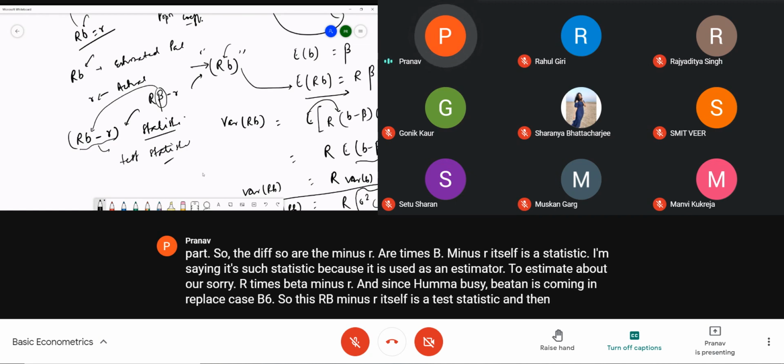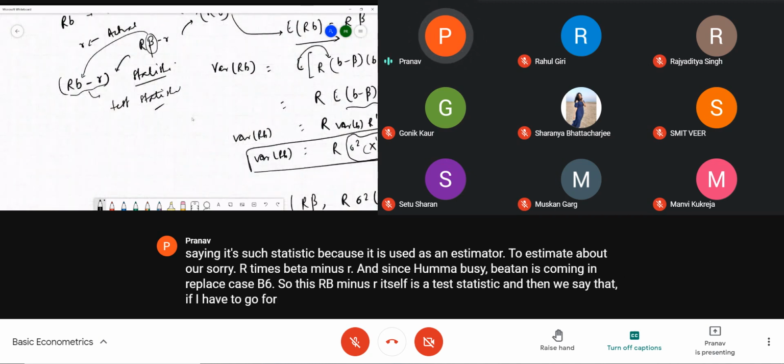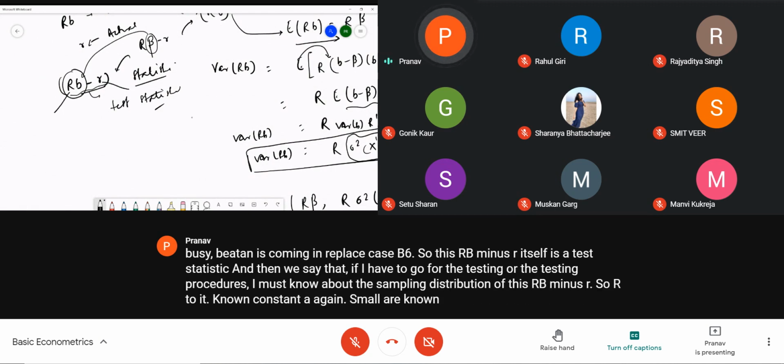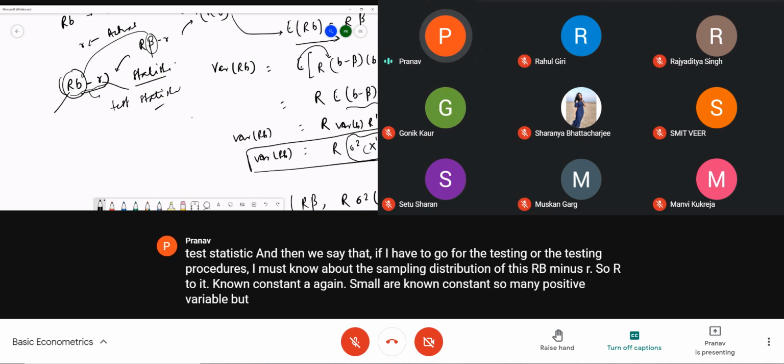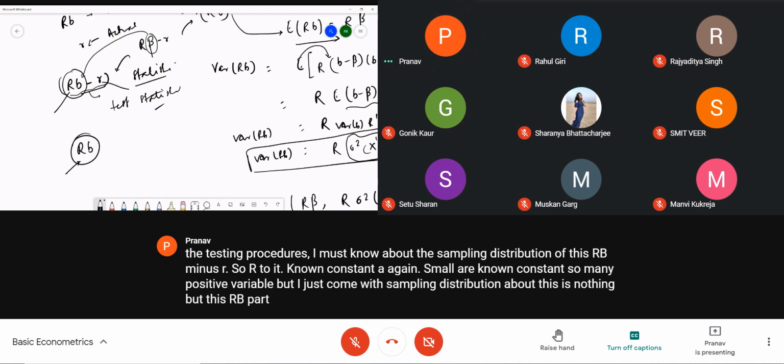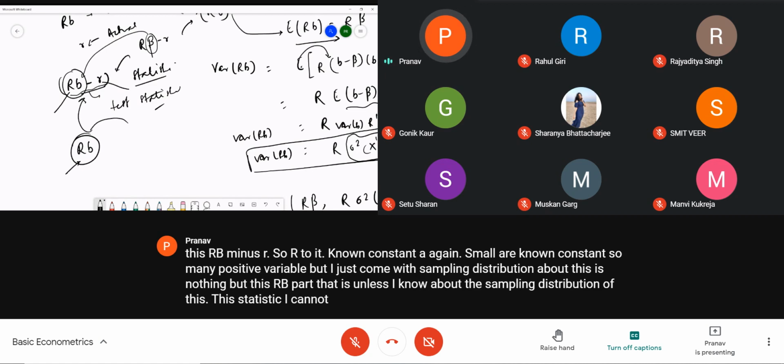And then we say that if I have to go for the testing procedures, I must know about the sampling distribution of this Rb minus r. Small r is a known constant. So the variable left for which I need the sampling distribution is nothing but this Rb part. That is, unless I know about the sampling distribution of this statistic, I cannot draw any inference about the true population.